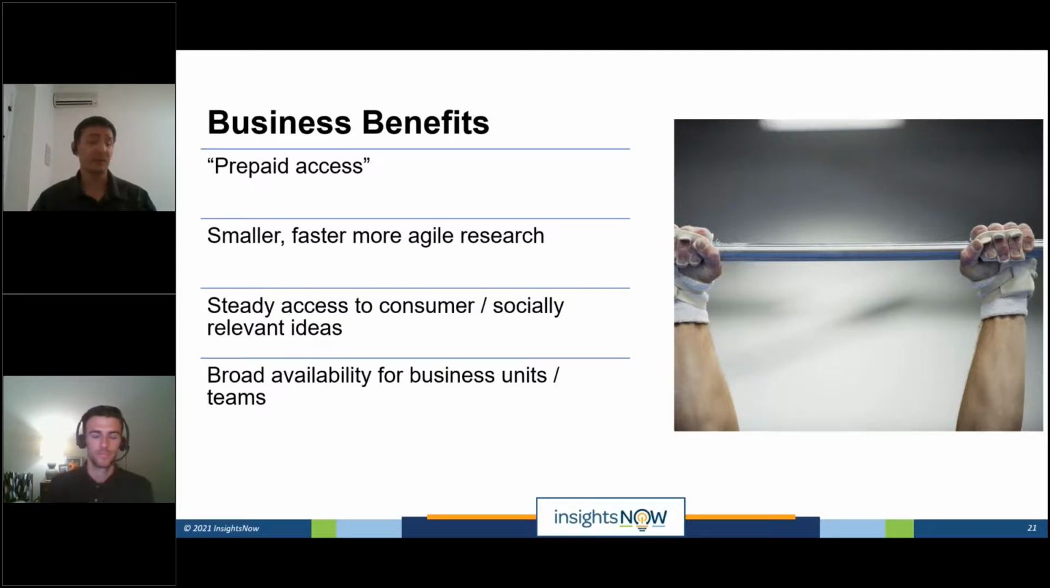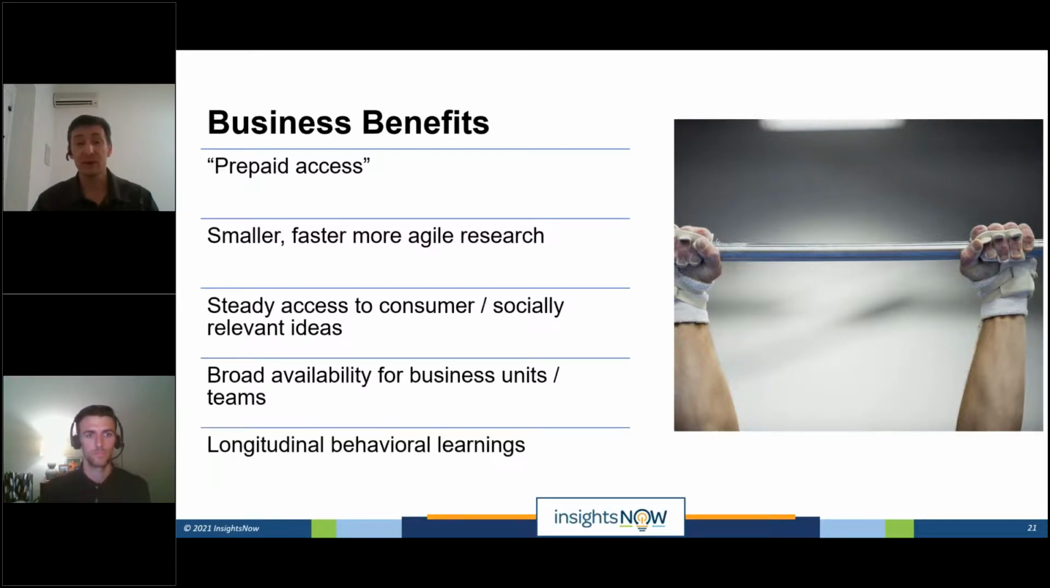Also, broad availability for lots of business units and business teams. So depending on how you set this up within your organization, usually it's pretty extensible across different divisions of the organization. So marketing can use it, research can use it, R&D can use it, et cetera, so forth. And that gives you a lot of value for keeping people engaged and going within the activity.